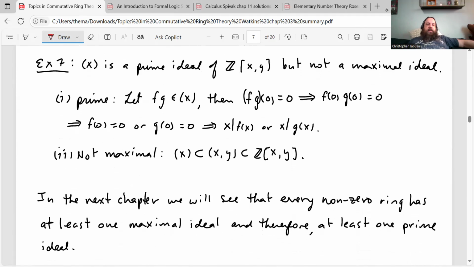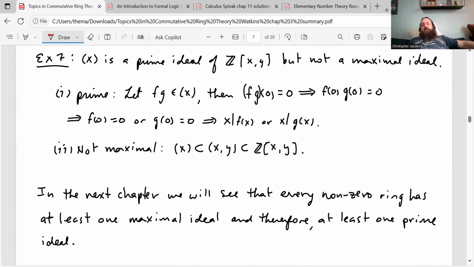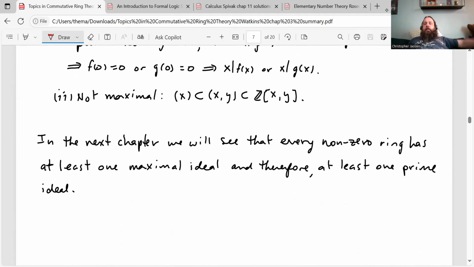Okay, and that's basically the end of the chapter, but he does give us a hint as to what we'll do in the next chapter. In the next chapter, we will see that every non-zero ring has at least one maximal ideal, and therefore at least one prime ideal. But obviously, before we get to the next chapter summary, we'll do the exercise set for chapter 3.